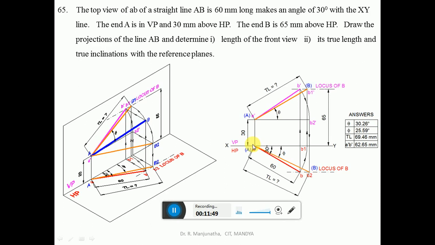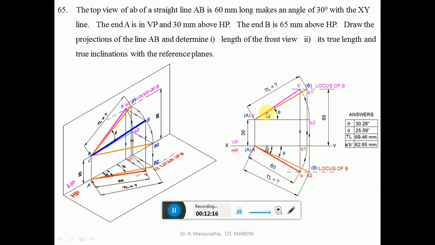Similarly, the true inclination with respect to VP, which is phi. When you are doing it manually, it will be 26 degrees, and when you are doing it in the computer, it will be 25.59. And similarly, by using the scale, you find the length of the front view, which is A dash B dash, which will be 62.65 when you are doing it in the computer. When you are doing it manually, it will be 63 mm. So this is how we will be able to solve this particular problem in the sketchbook.